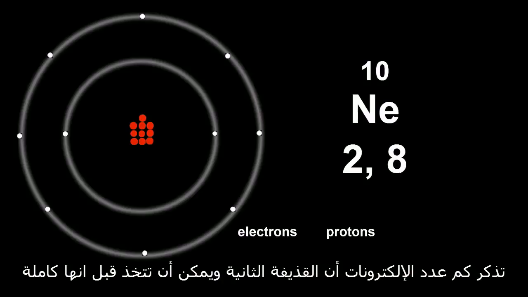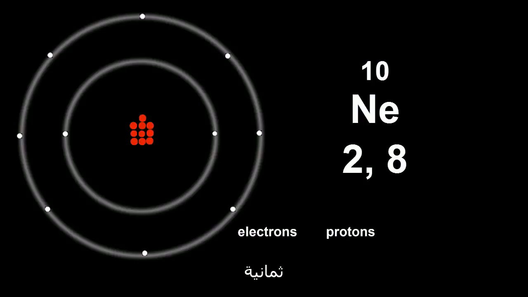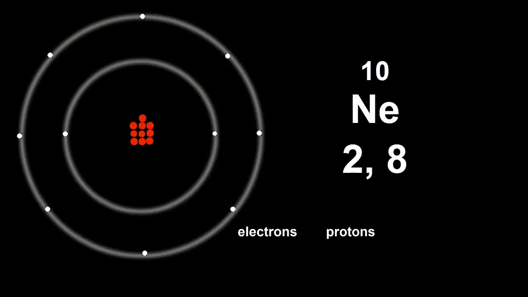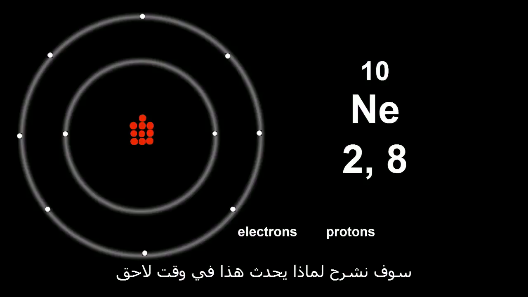Remember how many electrons the second shell can take before it's full? 8. This means that neon's second shell is full. This has important consequences for neon and makes it an unreactive noble gas. We will explain why this happens later.